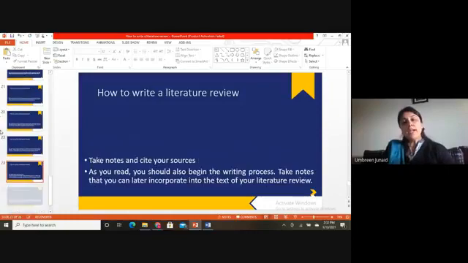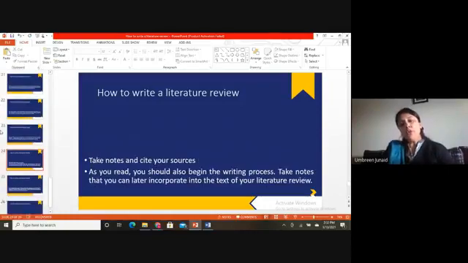Take notes and cite your sources. As you read, you should also begin the writing process. Take notes that you can later incorporate into the text of your literature review. Now, the step is after you're reading many articles, doesn't it come to your mind that I must save this information as well? I must also start my writing process. I must start to cite these sources as well.